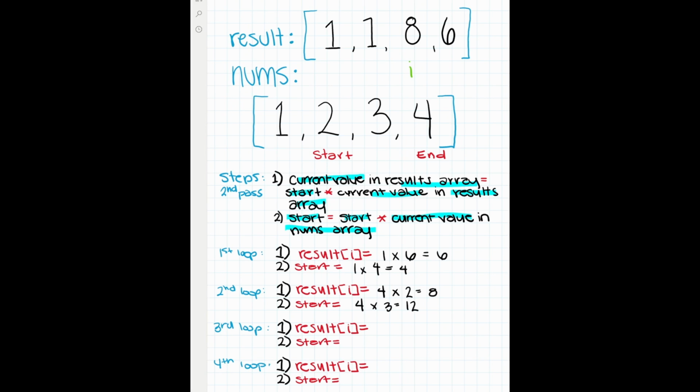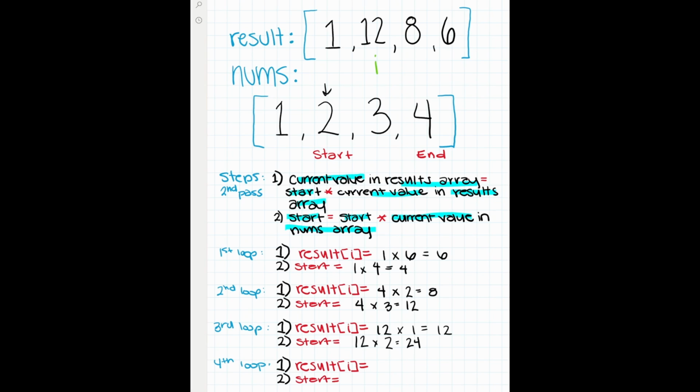So once again, we're just going to move these values over, I and I. And we're going to do the same thing once again, which is just going to be taking our start value, which is going to be 12, times our current value, which is going to be 1, equal to 12. And so this value right here is going to change to 12. We'll move this a little over right here. And then our start is going to be 12 times our current value in our nums array, which is 2, equal to 24. So start right now is going to equal 24.